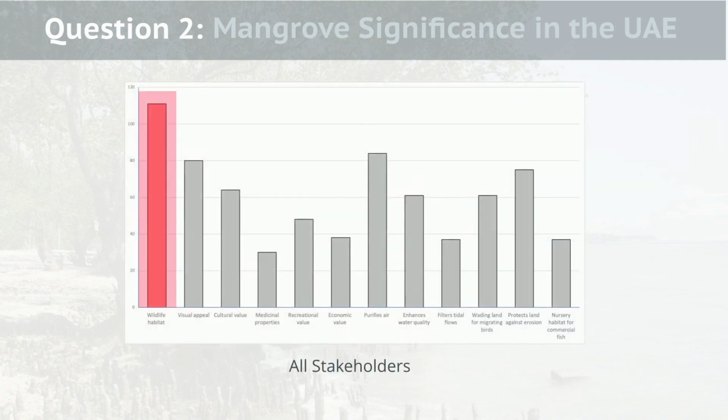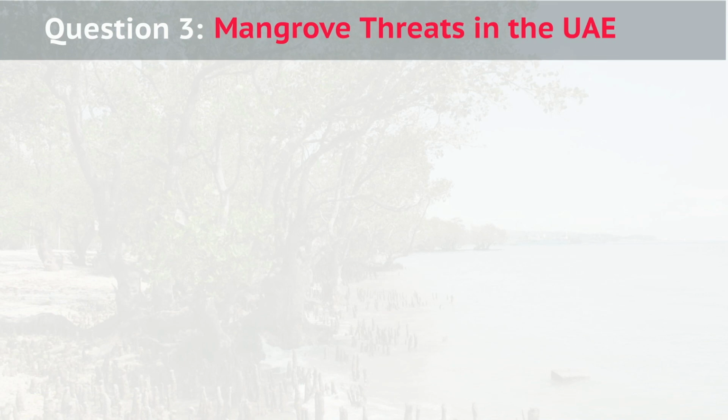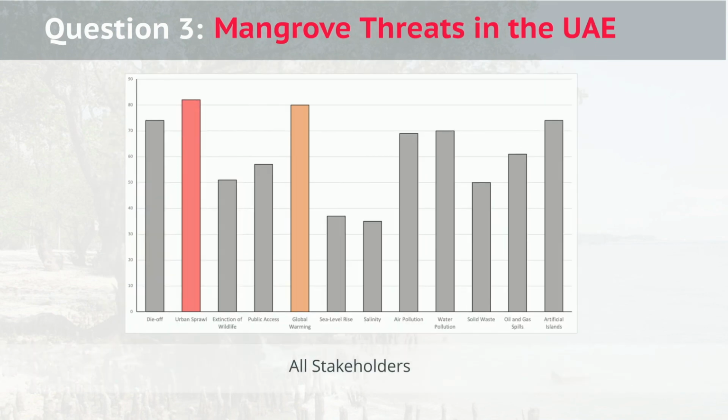However, 63% chose wildlife habitat, which is striking because, according to Dr. Fries, a biologist, research on this particular topic in the UAE is scarce. Regarding the question on threats facing the mangroves in the UAE, 48% of all respondents identified urban sprawl as the most tenacious threat, followed by global warming. The first answer chosen may be attributed to the urban centralized location of mangroves in both Abu Dhabi and Dubai.